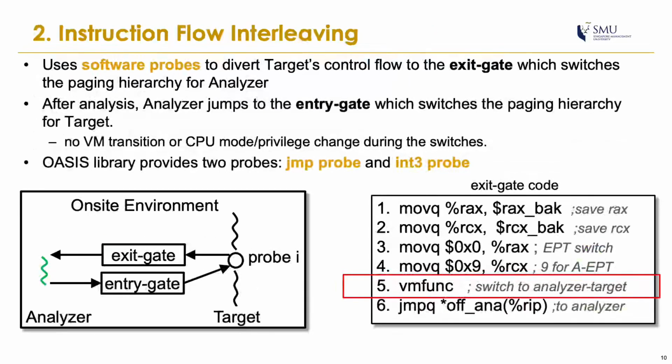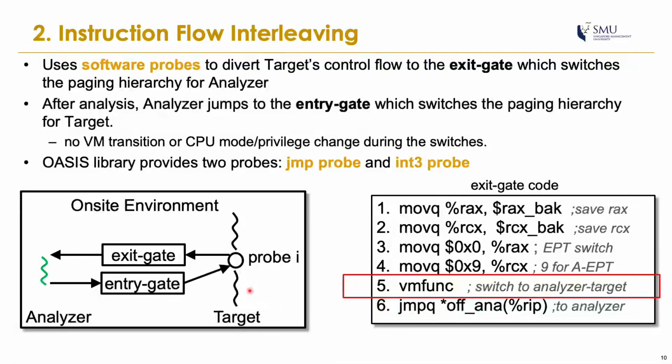The second capability is on-demand instruction flow interleaving. The analyzer uses a software probe to divert the target control flow to the exit gate, which switches the paging hierarchy for the analyzer using the VMFUNC instruction. After analysis, the analyzer jumps to the entry gate, which switches the paging hierarchy for the target. There's no VM transition or CPU mode and privilege changes during these analyzer-target switches. With this capability, the analyzer can instrument the target's execution flow.